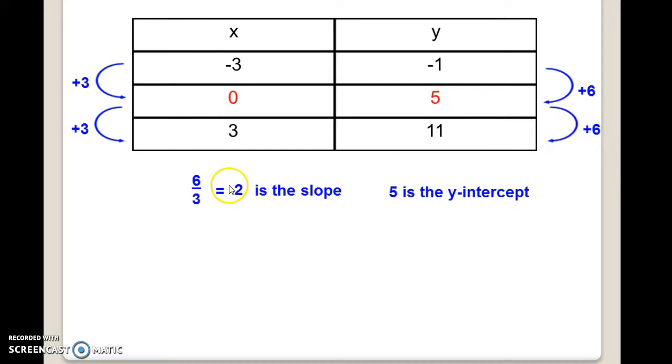When we write our slope, I want you to remember we write it as y over x. So my y values are going to go on top. I have 6 over 3. But we're going to reduce our slope by dividing, and we're going to get 2.